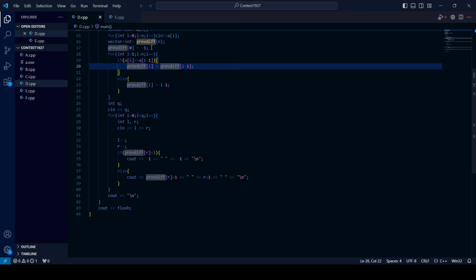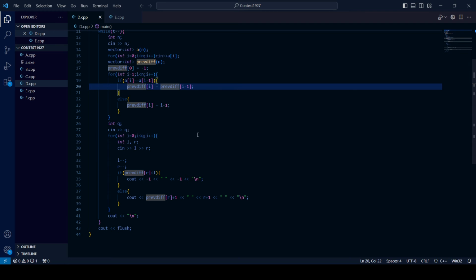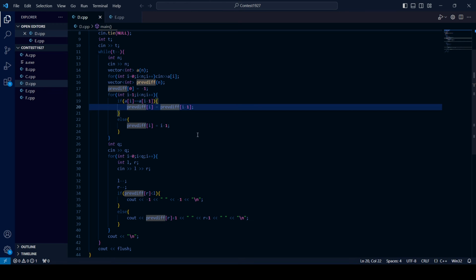And then once that is there, I just process all the queries, get L R, and the minus and the adding 1 is just to adjust for 1 indexing and 0 indexing. And that's the answer, which gets accepted. That's it for problem D.